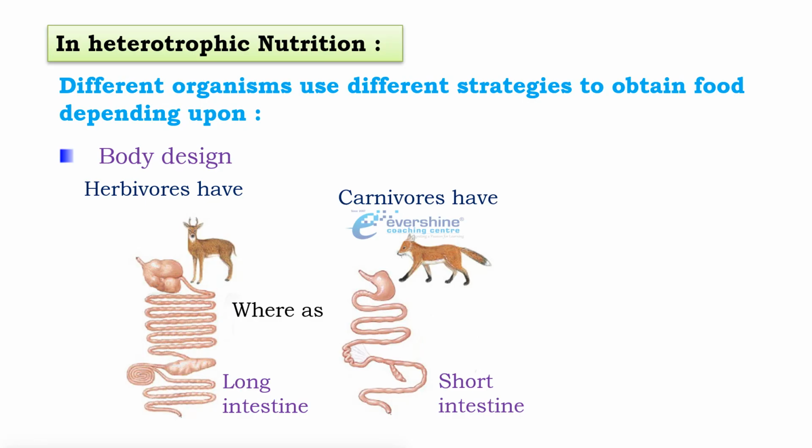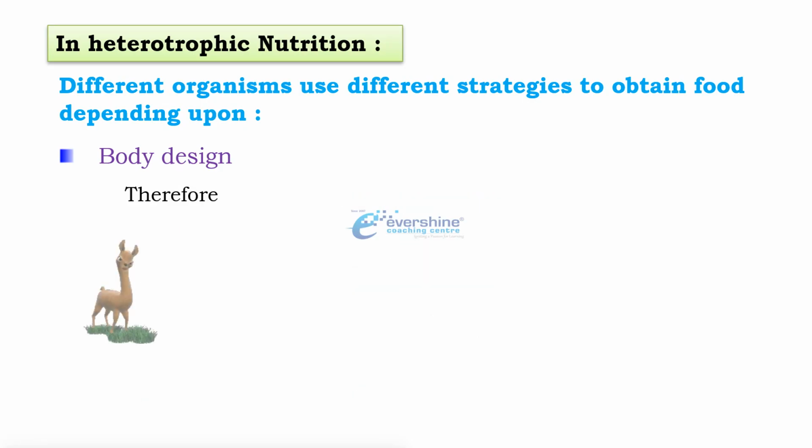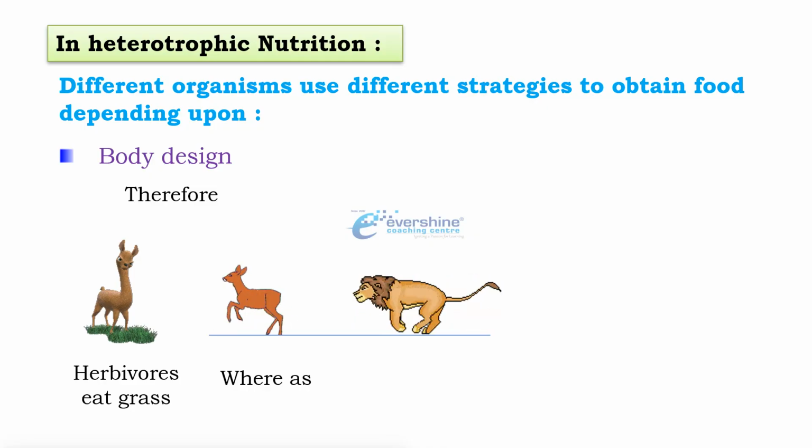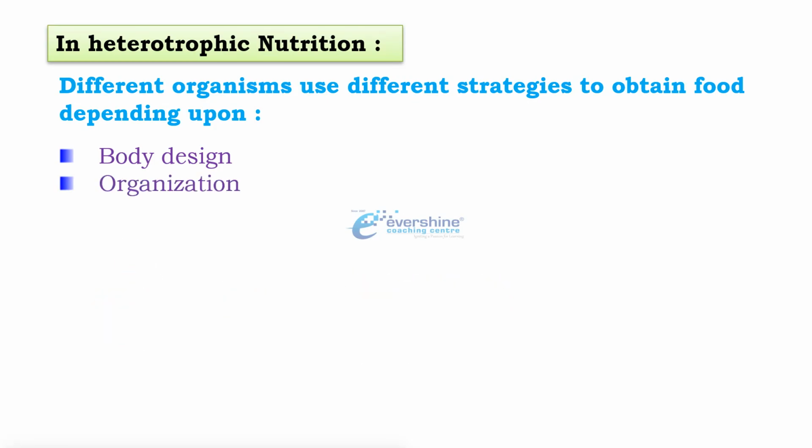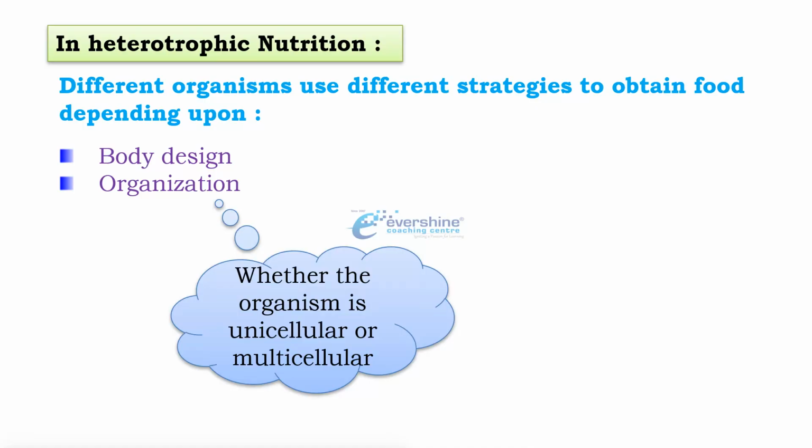Understood? Now therefore, as you can see here, these herbivores eat grass, whereas carnivores eat animals. They eat flesh. Correct, no? Isn't it? Good. Now organization. This is another method of how different organisms consume different food, where the organisms are unicellular or multicellular.